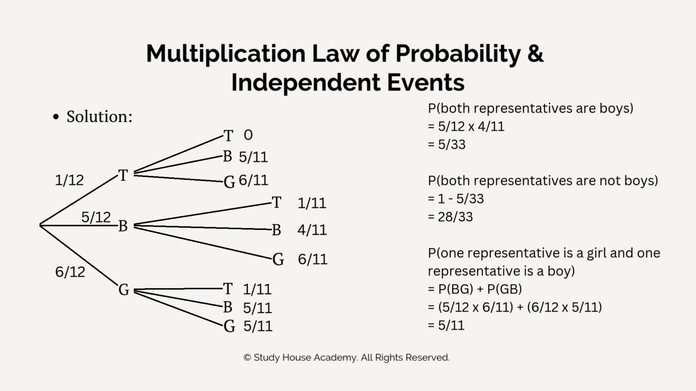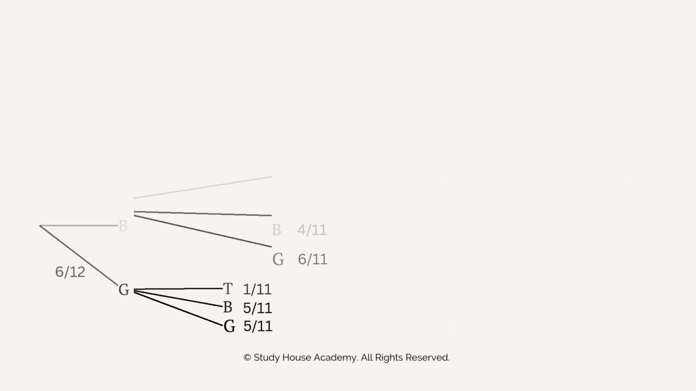To find the probability of a girl and a boy, we need to consider both the probability of a boy followed by a girl and the probability of a girl followed by a boy. We use the multiplication law of probability. 5/12 times 6/11 plus 6/12 times 5/11 equals 5/11.